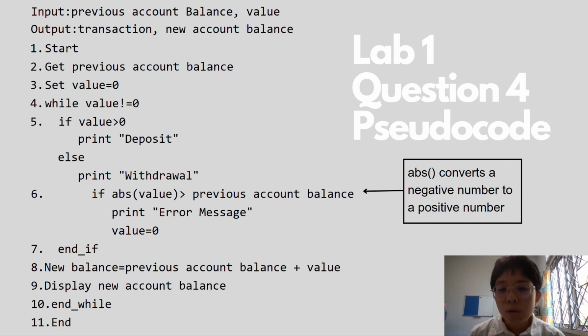Next, we will proceed to our question 4 pseudocode, which is about the savings account transaction, and we must use our input and output. Our input is the previous account balance and a value, which can be a positive or negative value, and our output will be the transaction type, whether it is withdrawal or deposit, and our new account balance. We will start by getting our previous account balance, which is our input data.